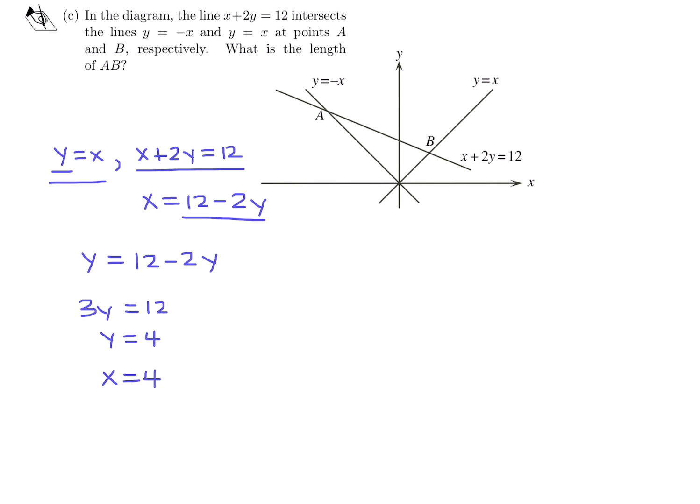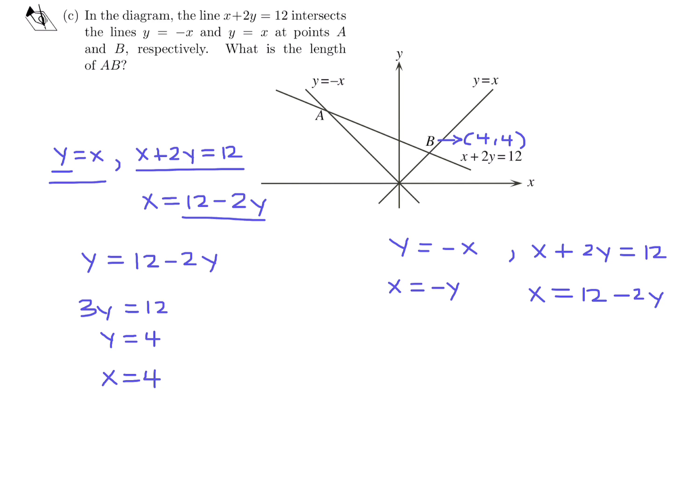So that means this point B is (4, 4). All right? So that takes care of point B. Let's do the exact same thing to figure out point A. These equations are now y equals minus x, and the same line actually, x plus 2y is equal to 12. All right? Pretty much the same thing. Isolate for x, 12 minus 2y. And in this one, x is equal to minus y.